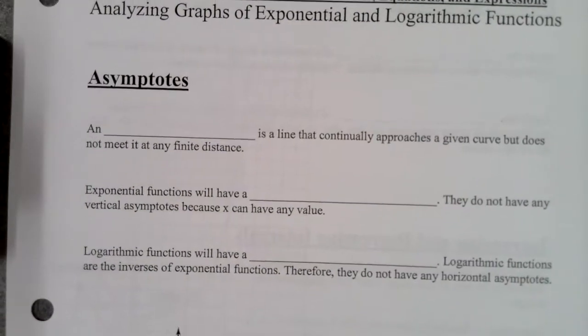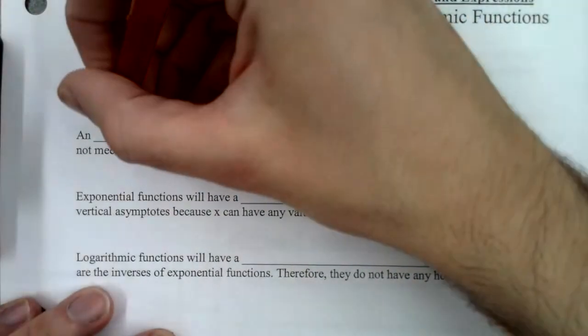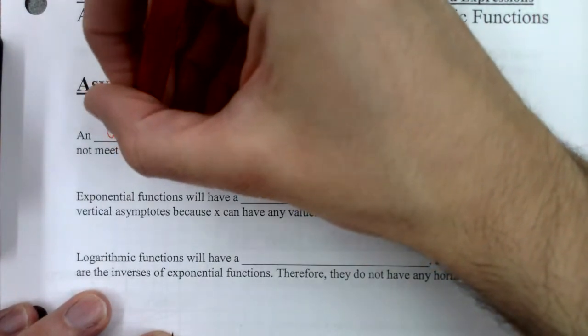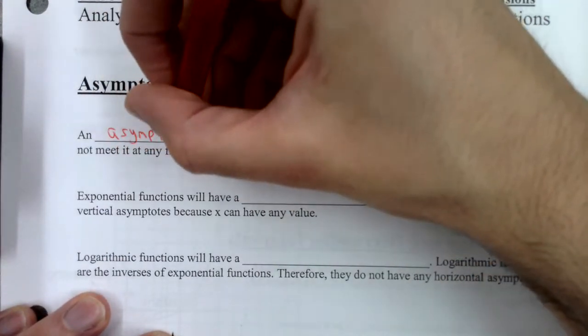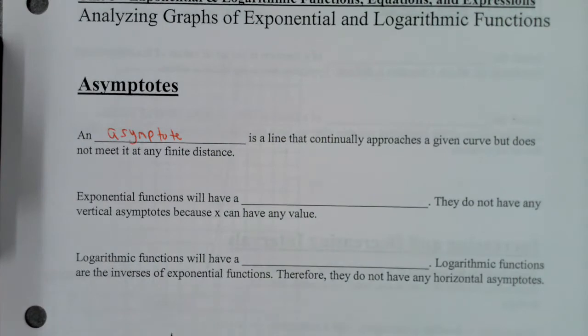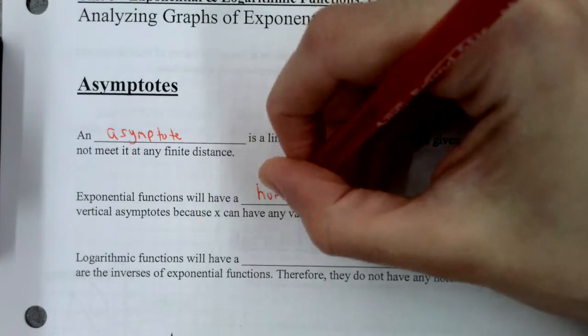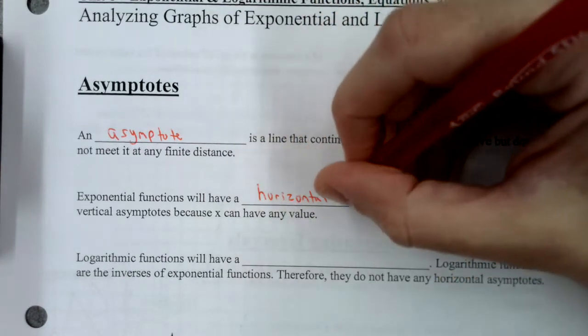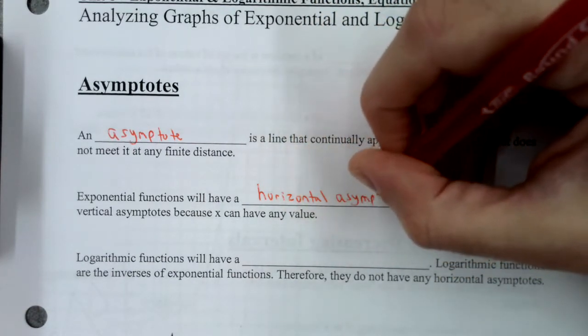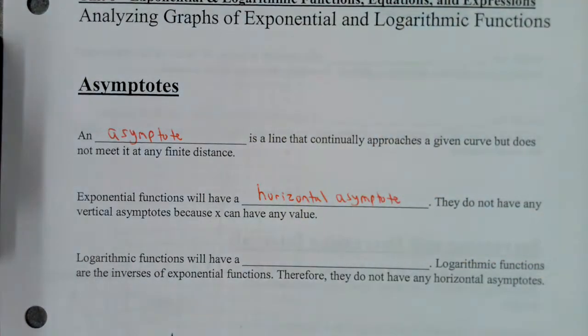The first definition is called an asymptote. An asymptote is a line that continually approaches a given curve but does not meet it at any finite distance. Exponential functions will have what's called a horizontal asymptote. They do not have any vertical asymptotes because x can have any value.